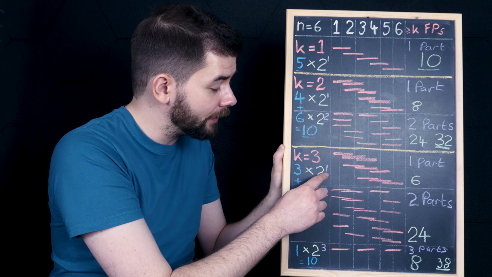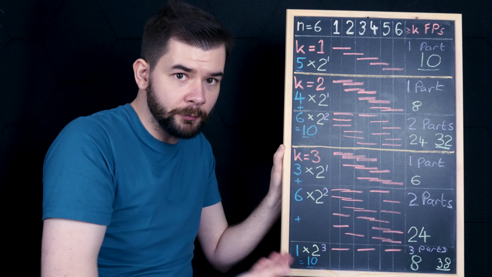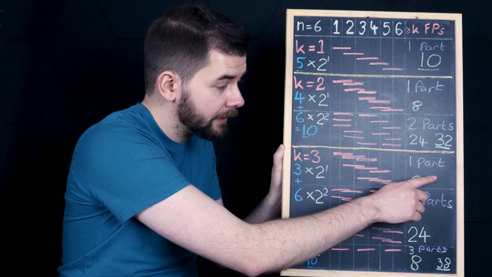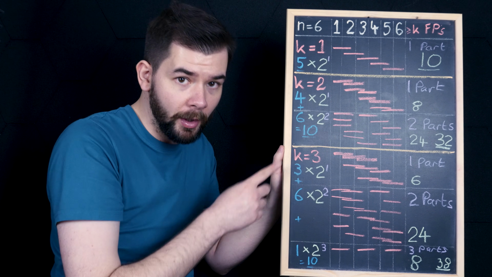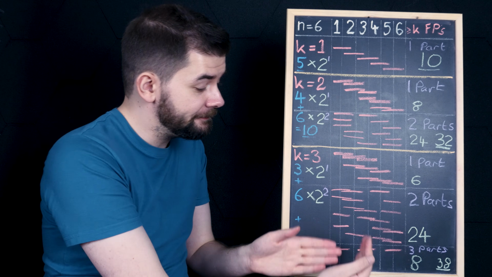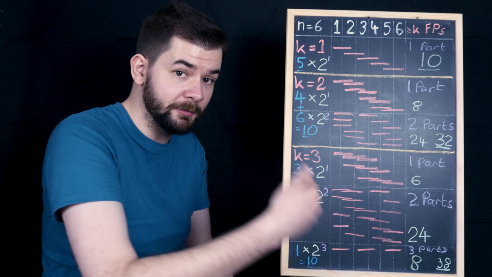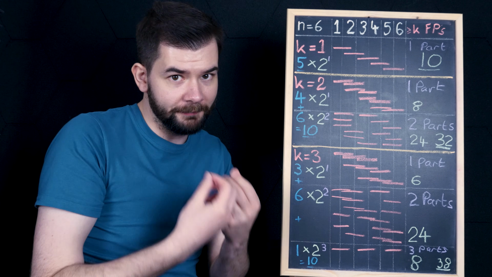I've even added these 1s here. I know that 2 to the power of 1 equals 2, but that makes it consistent with the rest of the options. One part we multiply by 2 to the power of 1. And in general, if the forbidden pairs are distributed into r parts, we're going to multiply the number of possibilities by 2 to the power of r.